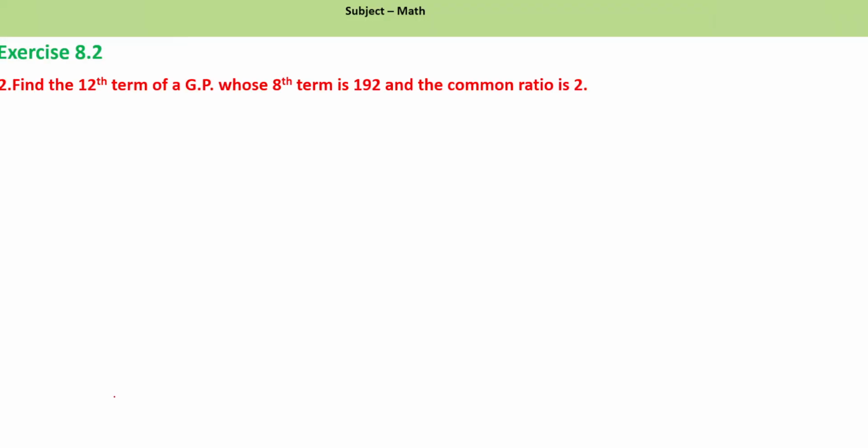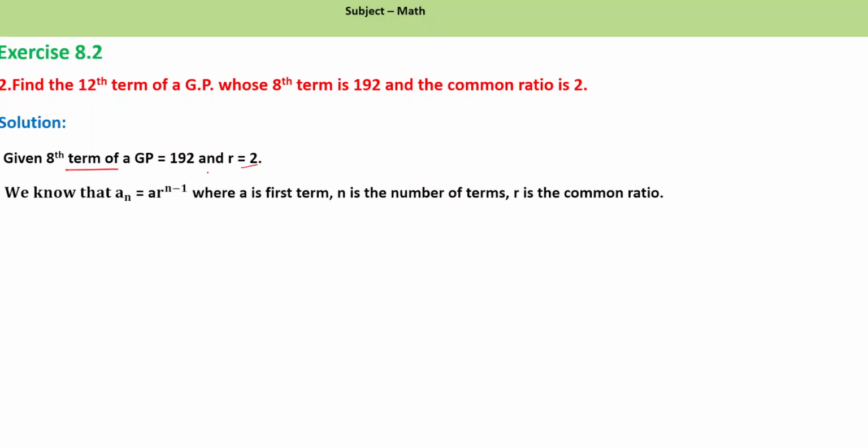Let us solve question number 2. Find the 12th term of a GP whose 8th term is 192 and the common ratio is 2. Solution. The 8th term of a GP is 192 and R = 2. We know that the nth term of a GP is An = A × R^(n-1), where A is the first term, n is the number of terms and R is the common ratio. Given that the 8th term is 192.